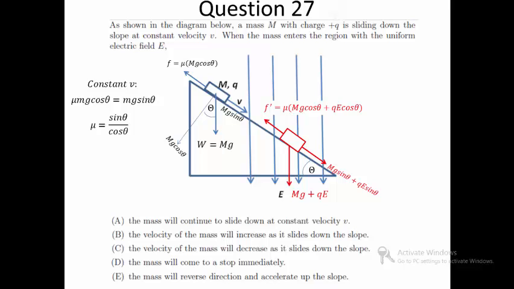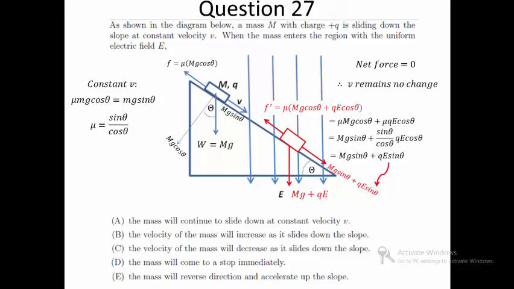Now, let us expand the expression of the friction. Clearly we can see that the first term is equivalent to mg sine theta, according to our result in the previous part. For the second term, recall that the coefficient of friction is just sine theta over cosine theta, so we can also write the second term as QE sine theta. Compared to the force parallel to the slope, we can see that again they are equivalent to each other. As a result, the net force on the mass m is again 0 too. Thus the velocity will remain unchanged and the answer is A.